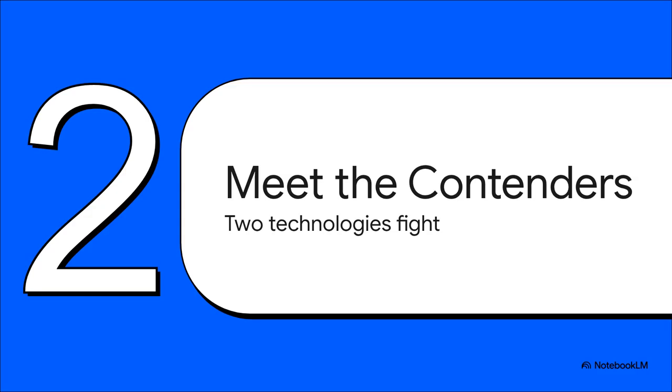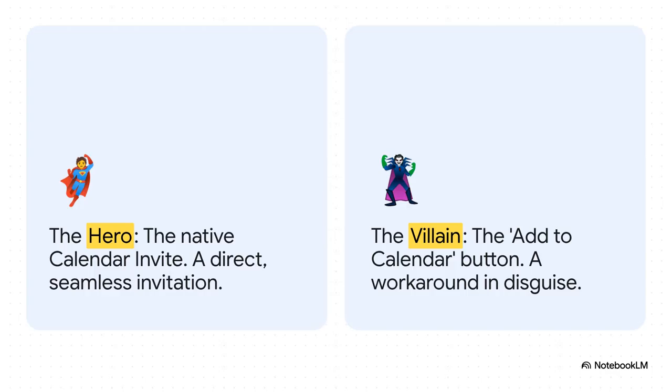So, let's meet our two contenders. In one corner, we have our hero, the native calendar invite. You know, the direct, seamless invitation you might get from a colleague. And in the other corner, we've got the workaround, that Add to Calendar button we see absolutely everywhere. But, as you're about to see, it's kind of the villain in disguise.